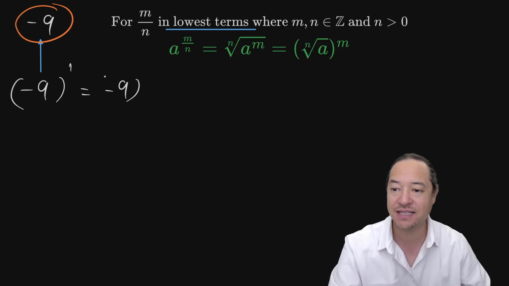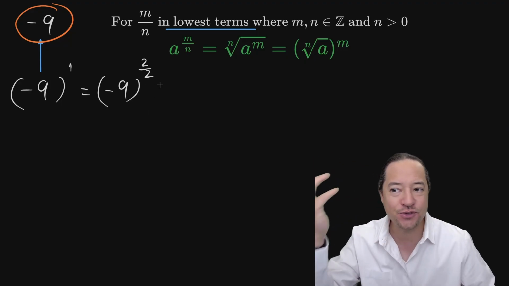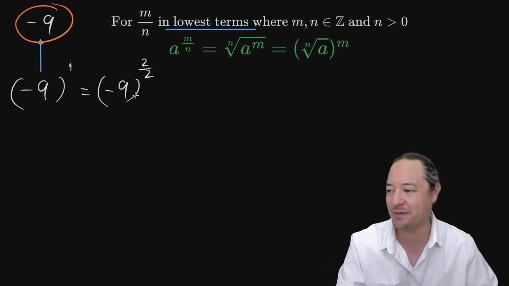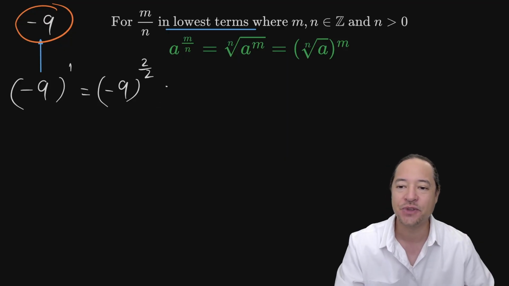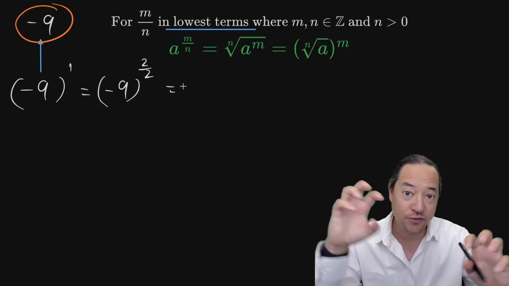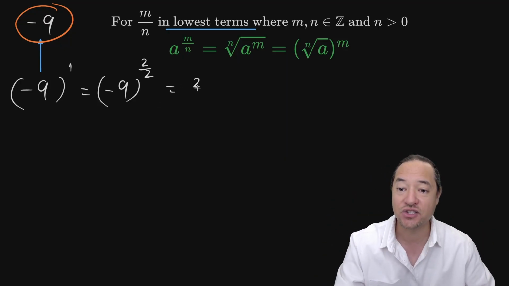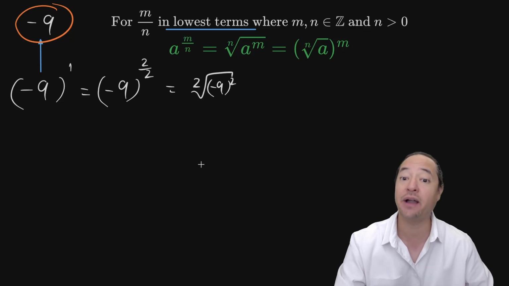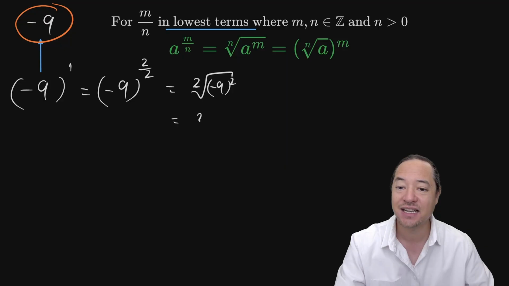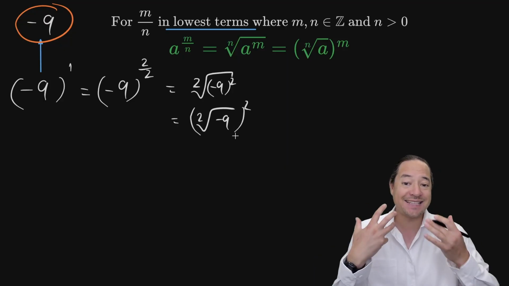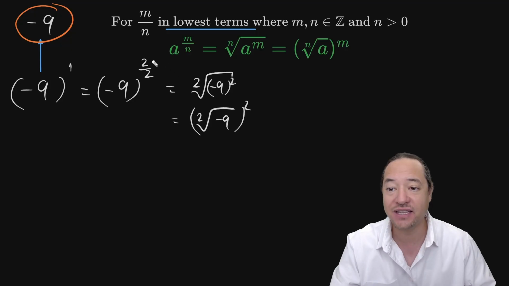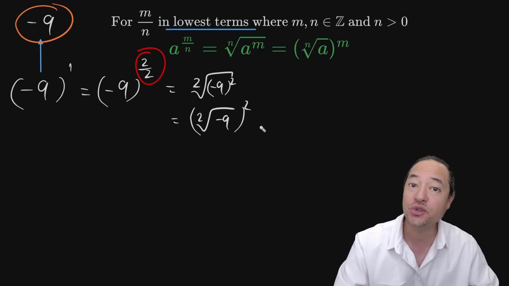We say, well, that negative 9 to the first power, that's the same as 2 over 2, right? 2 over 2 is 1. Okay, so that must be the same thing. But now look what happens here. We can sort of take that 2 over 2 apart, and we can treat this as like the square root of negative 9 squared. Or we could treat this as the square root of negative 9 quantity squared. That's a valid interpretation of this rational exponent 2 over 2, isn't it, right?